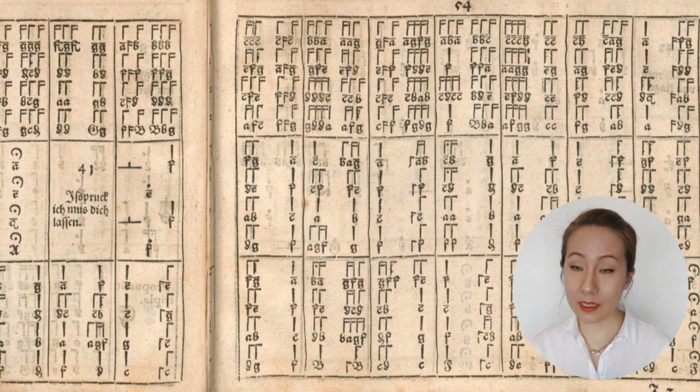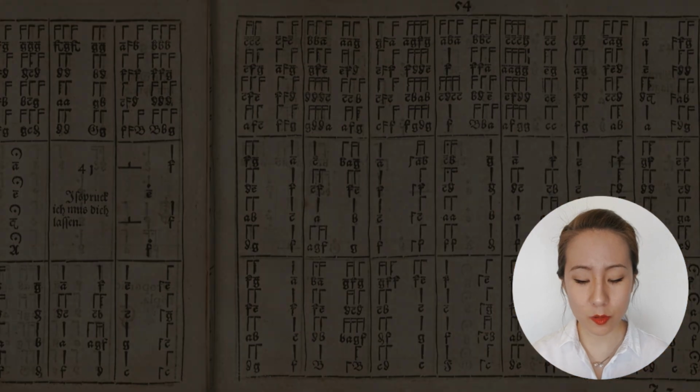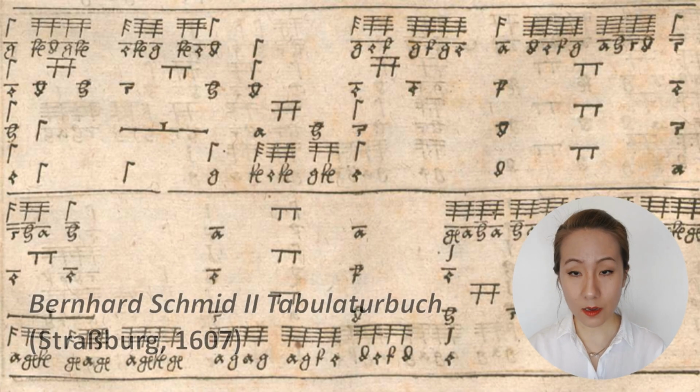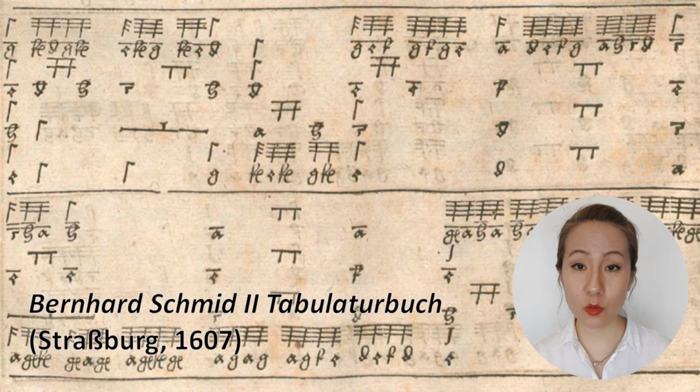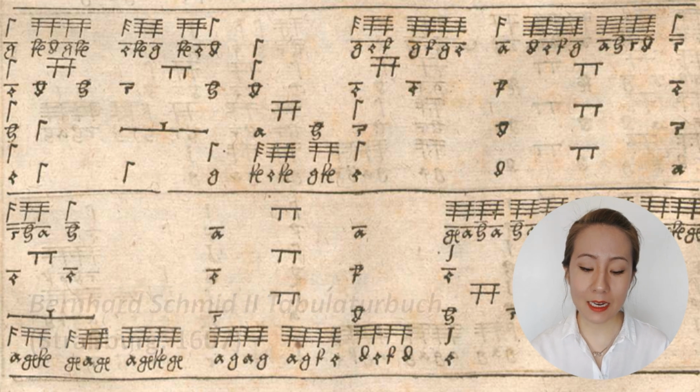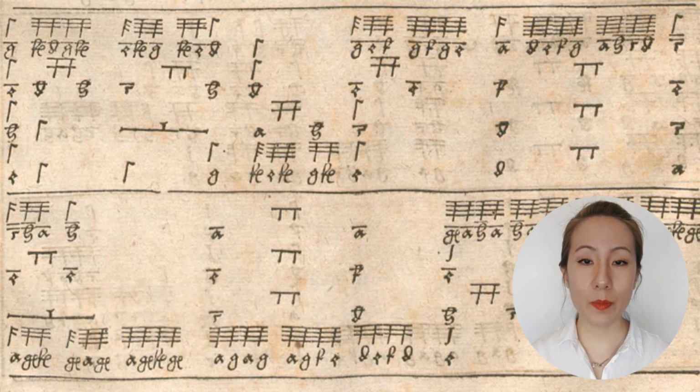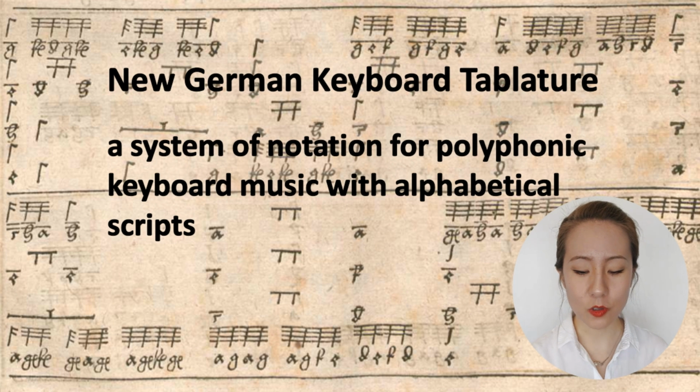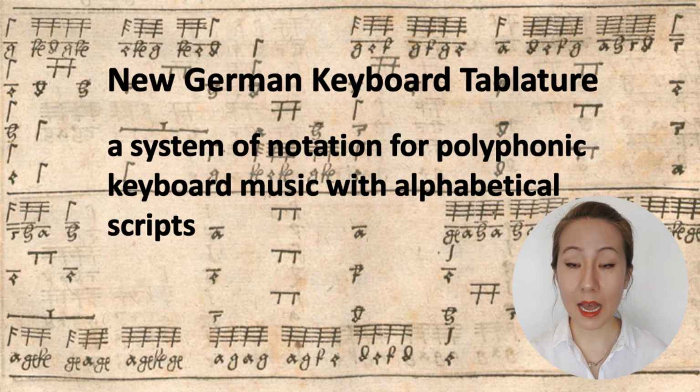So yes, now you see this piece that we looked at already from Ammerbach's Tablaturbuch. And the next slide you see is from the Bernhard Schmid Tablaturbuch, which was printed in Strasbourg in 1607. And as you can see, all 4 voices are notated in letters. So let's take a moment to define the new German tablature. It's a system of notation for polyphonic keyboard music using alphabetical scripts. At this point, we can start addressing why this notation was in use, or why it was invented.